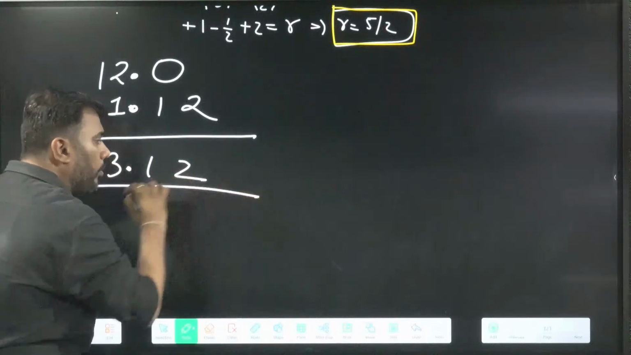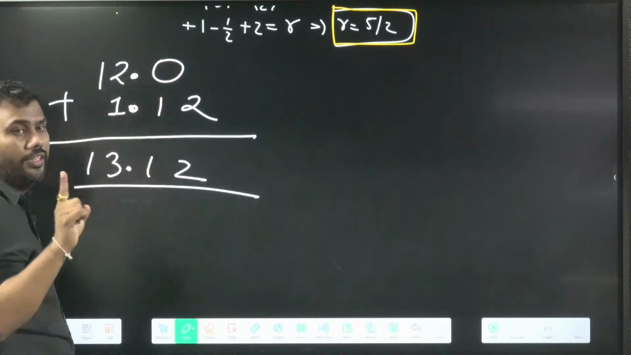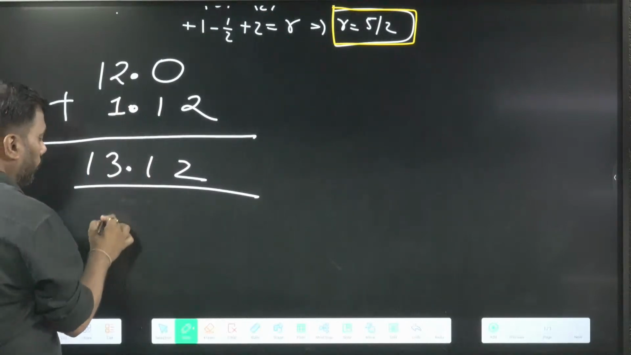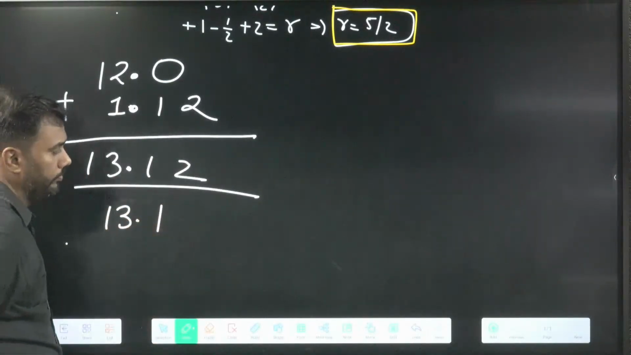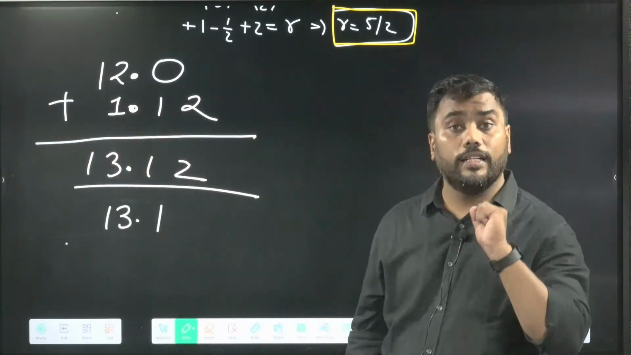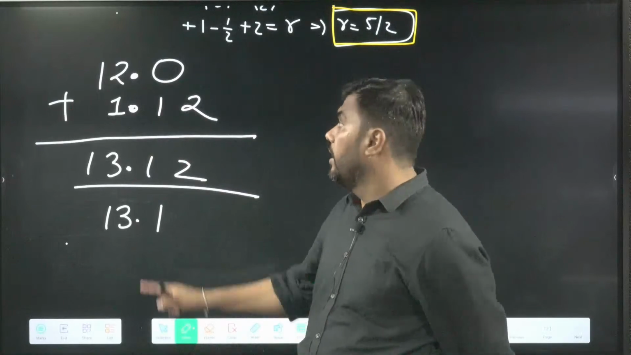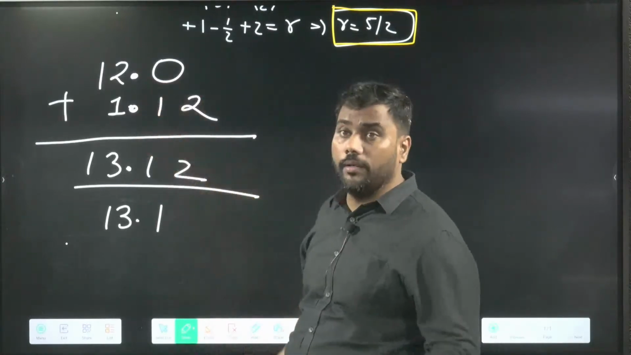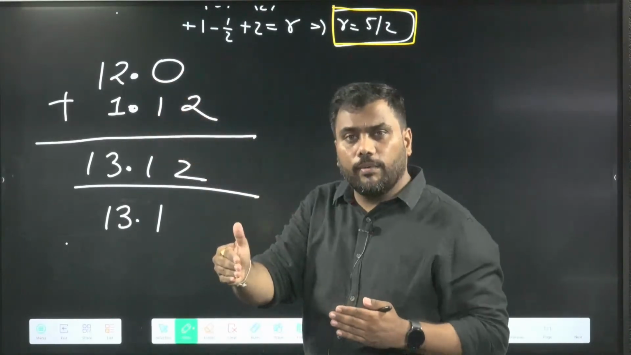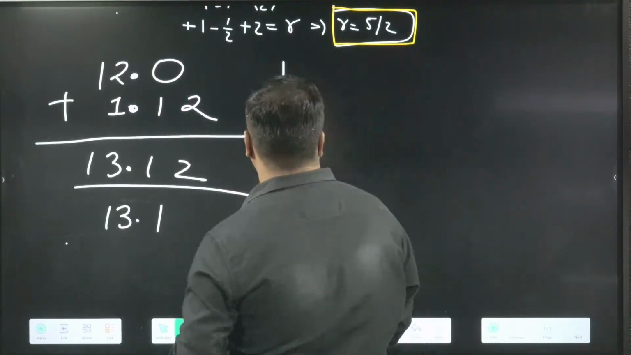But we cannot report this answer. Why? Because after decimal, one number has only 1 significant digit, so there should be only 1 significant digit after decimal. This should be rounded off to 13.1. The correct answer will be 13.1. Why 13.1? It is not because we have 3 digits here. It's because after decimal, we need to see how many digits there are. After decimal 1 here, after decimal 2 here, whatever is the least number of digits after decimal, that will be the answer. Okay, let me give you one more example.